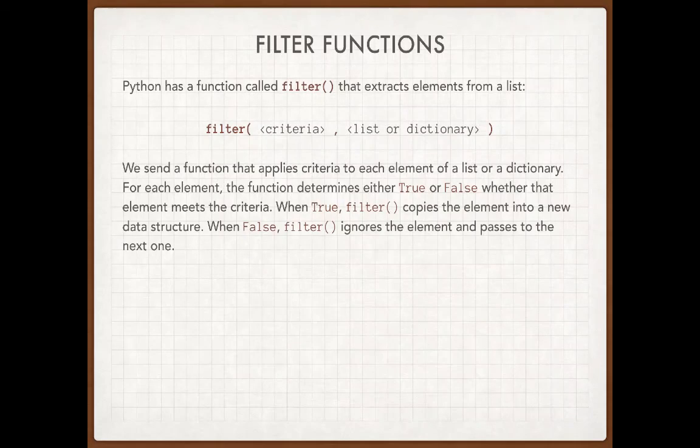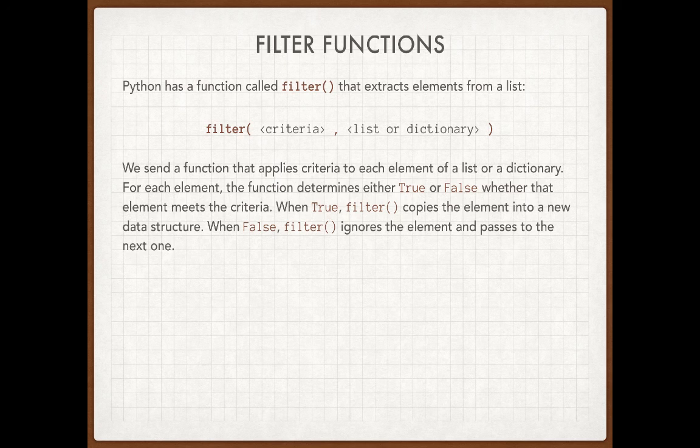and to make decisions about data. Here is this function called filter in Python, and what filter does is that it applies some criteria to the elements in an iterable, like a list or a dictionary, and it extracts the elements that fit those criteria, and it ignores elements that don't fit those criteria.